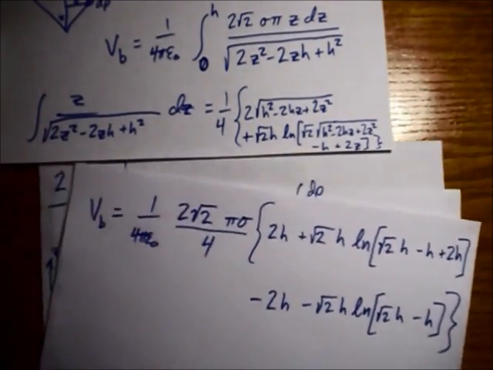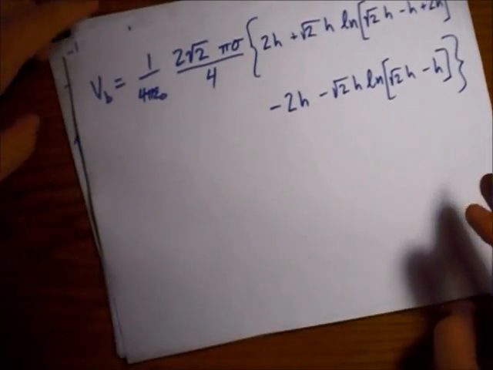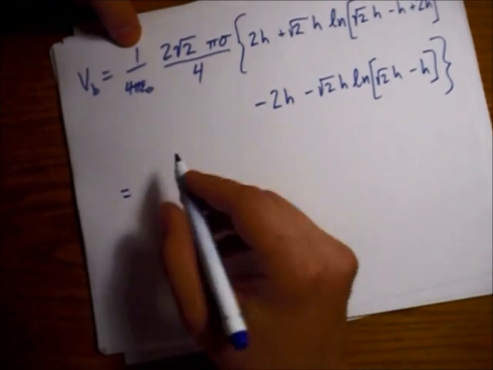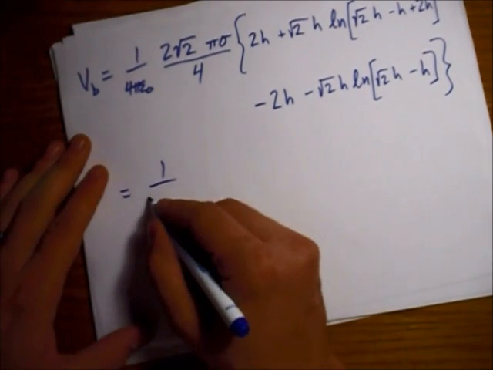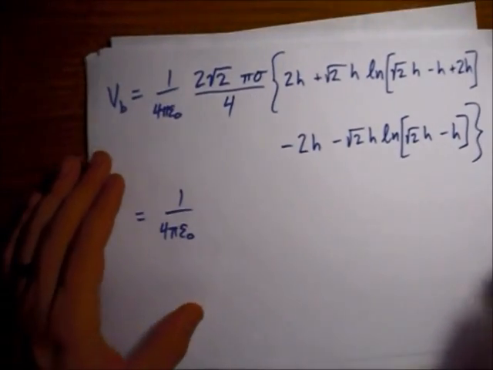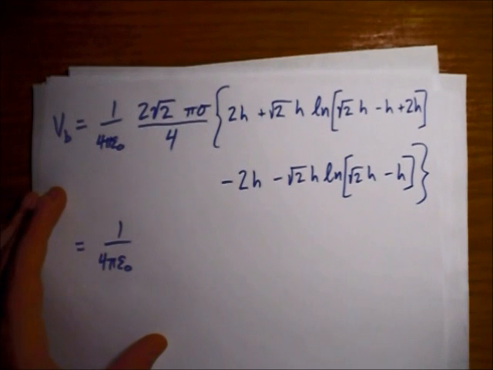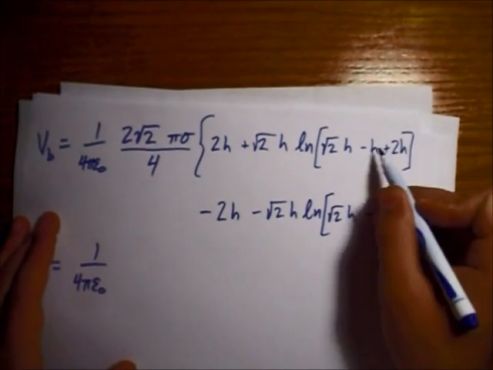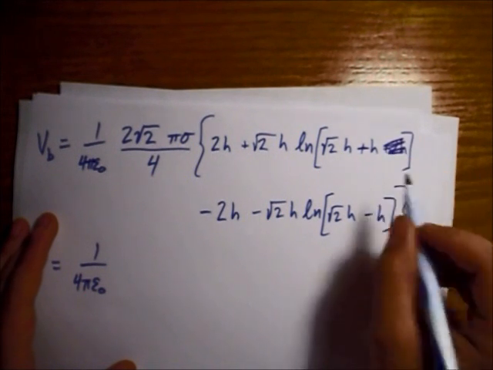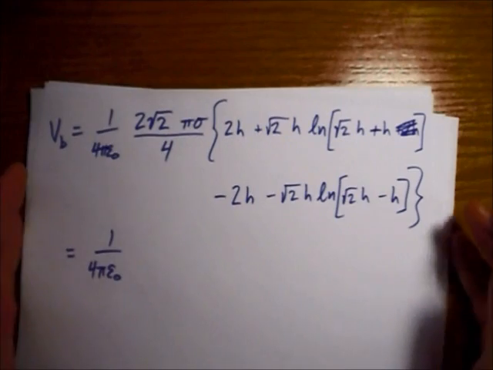All right, we're getting closer and closer to having the second part of the problem done, and then we can finish off this problem. 1 over 4 pi epsilon naught. We have, let's look at this really quick. Okay, so this 2h minus an h, that'll just give us a plus h, so I'm just going to write that as plus h.